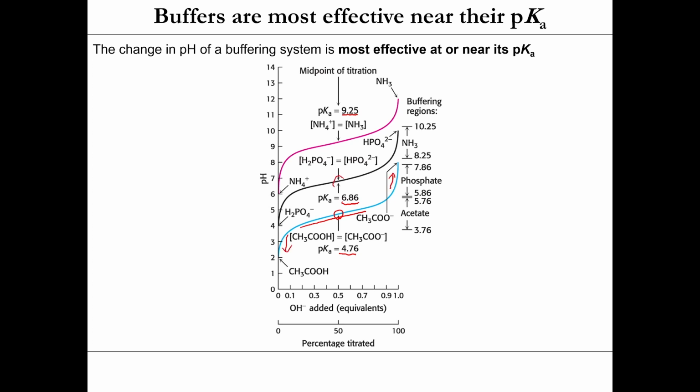But this works for other buffering systems too, including this system with phosphoric acid and sodium phosphate. I forget what it's called, and then ammonium as well. So all these different buffers. The important part from this is going to be basically that they're going to be most effective at or near their pKa.